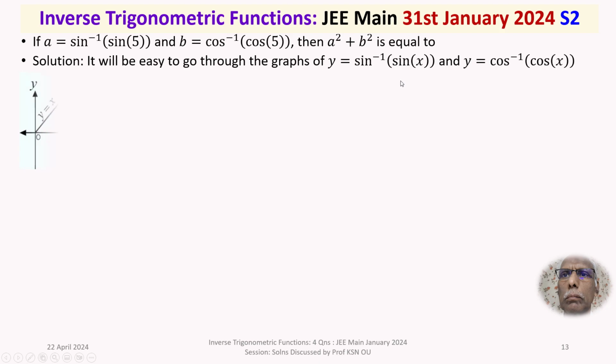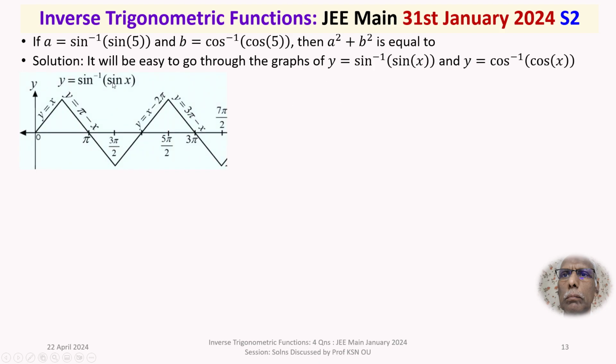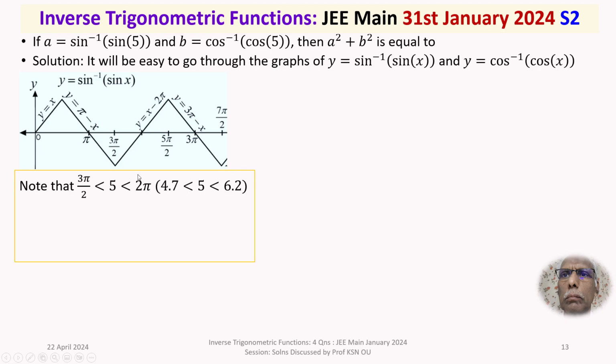Okay, let's look at y is equal to sine inverse of sine x. This is the one. Between minus pi by 2 to plus pi by 2, y is equal to x. Between pi by 2 to 3 pi by 2, y is pi minus x. This is a straight line. And when x is 3 pi by 2 to 5 pi by 2, y is x minus 2 pi. Likewise, it goes on. So, notice where this 5 lies, because we want sine inverse of sine 5.